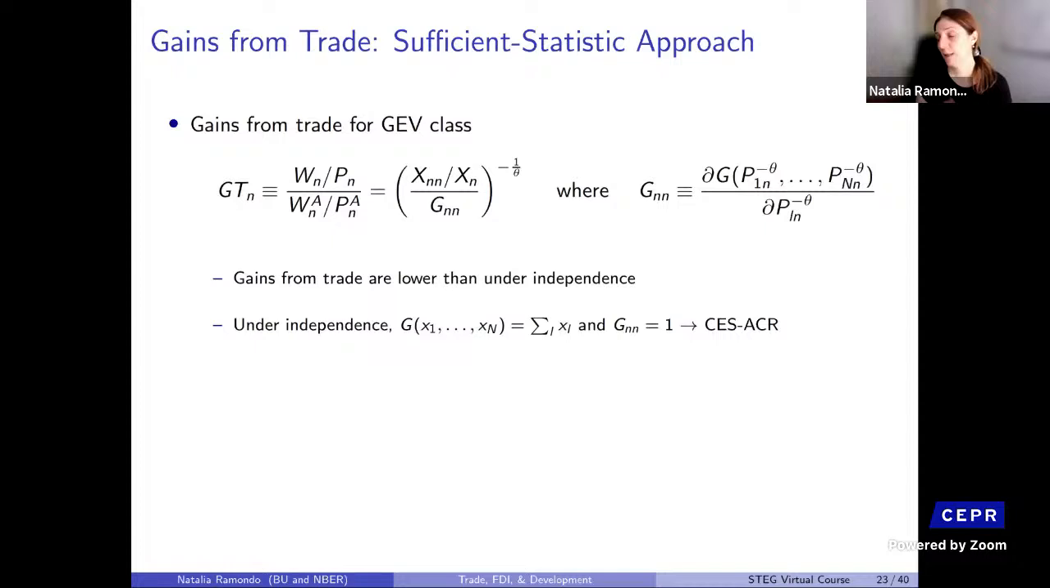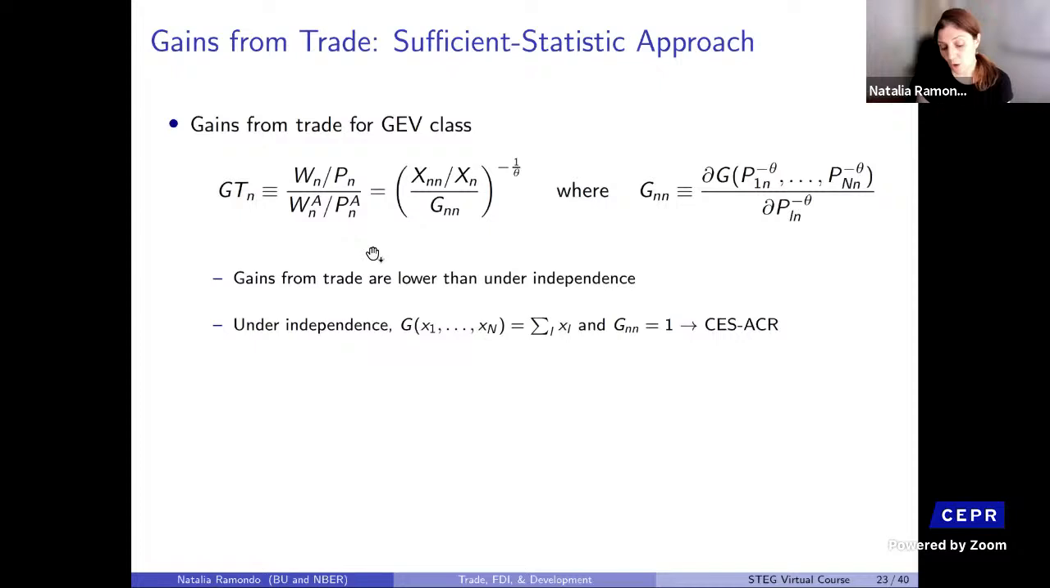So, and this is in our paper with Nelson, gains from trade for the GEV class can be characterized as the trade share and something related to correlation, which is the derivative of these G's. Under independence, this derivative is one, and you are back to ACR, CS. But in other cases, every time you add some correlation across countries in technologies, you are going to have less gains from trade, because partners are more similar to you. So there is less scope for comparative advantage. So the case of independence, given the elasticities, is an upper bound for gains from trade.